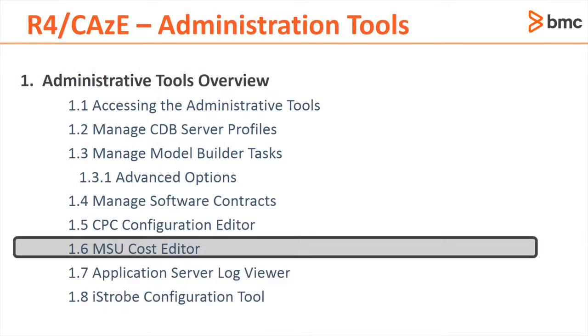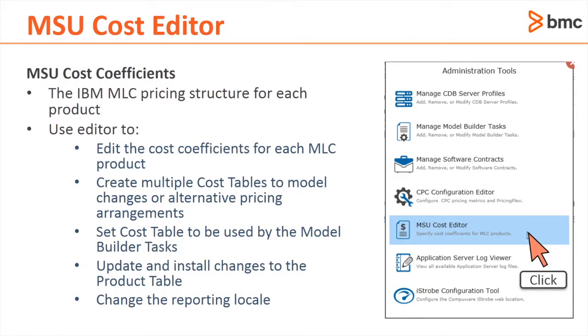Having the correct pricing structure in place is key to determining costs. This can be done with the MSU Cost Editor. This section will describe how to use the MSU Cost Editor to edit your cost coefficients and manage multiple cost tables. You can use the Cost Editor to edit the cost coefficients for each MLC product, create multiple cost tables to model changes or alternative pricing arrangements, set cost tables to be used by the model builder tasks, update and install changes to the product table, and change reporting locales.